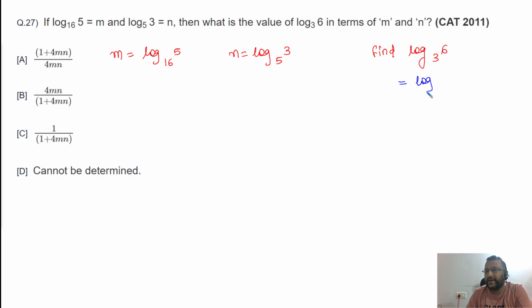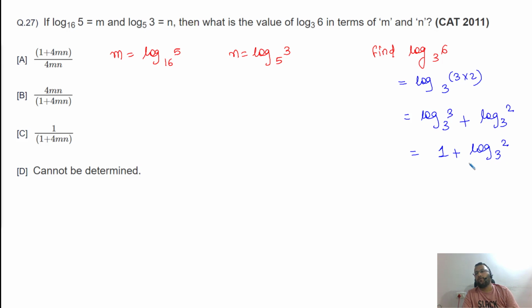So now we need to find the value of log 6 to the base 3. This we can write as 6 is nothing but 3 into 2, to the base 3. So this is going to be log of 3 to the base 3 plus log of 2 to the base 3. So this is nothing but 1, since log 3 to the base 3 is 1, plus log of 2 to the base 3. So now we need to find the value of log 2 to the base 3 in terms of m and n. So let's try to find that.